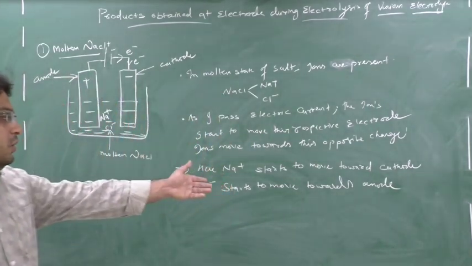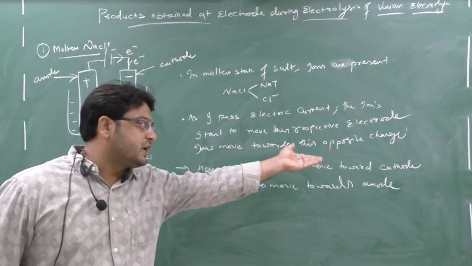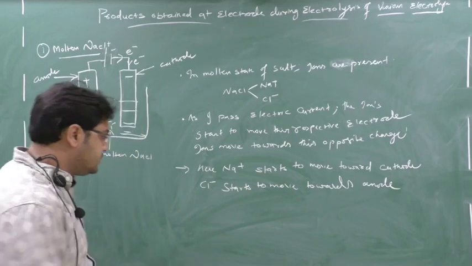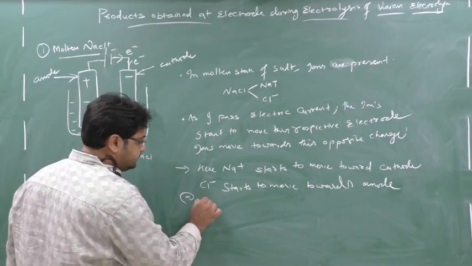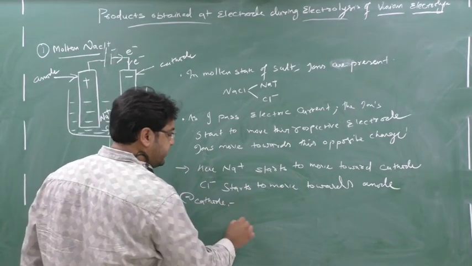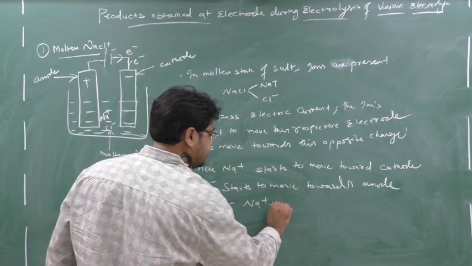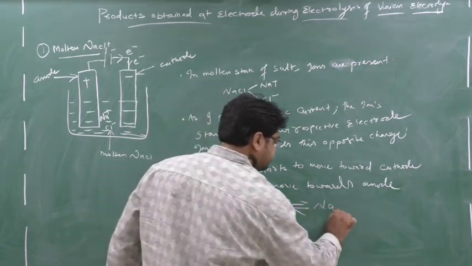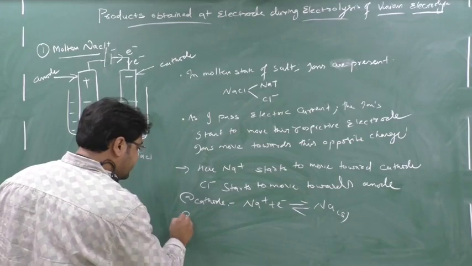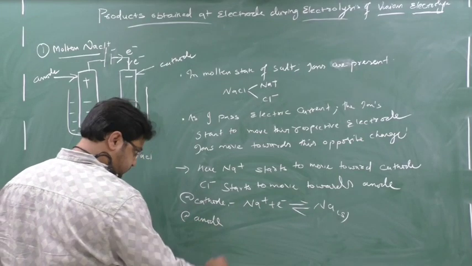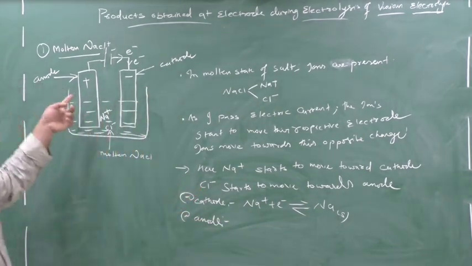Okay, so as Na plus starts to move towards the cathode, what occurs at the cathode? Reduction. So at the cathode reduction occurs, that is Na plus plus electron gives what? Na solid. And at the anode, Cl minus will move.